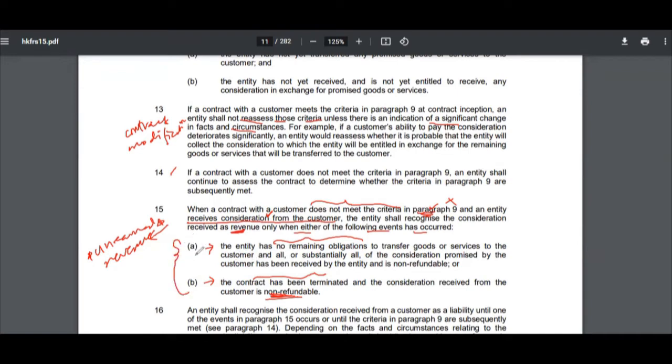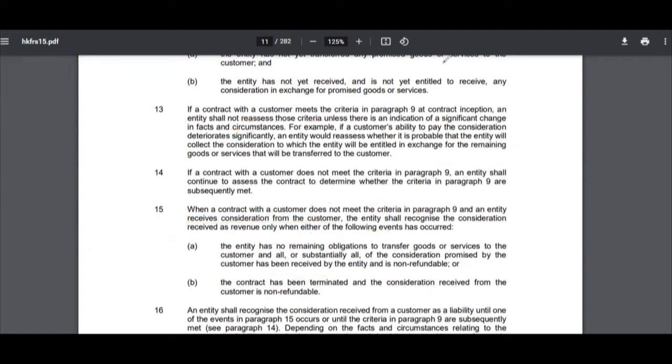And that's what point A and point B tell you. If there is no remaining obligation, then the company can recognize it as revenue, or the contract has been terminated and the payment is non-refundable, right?